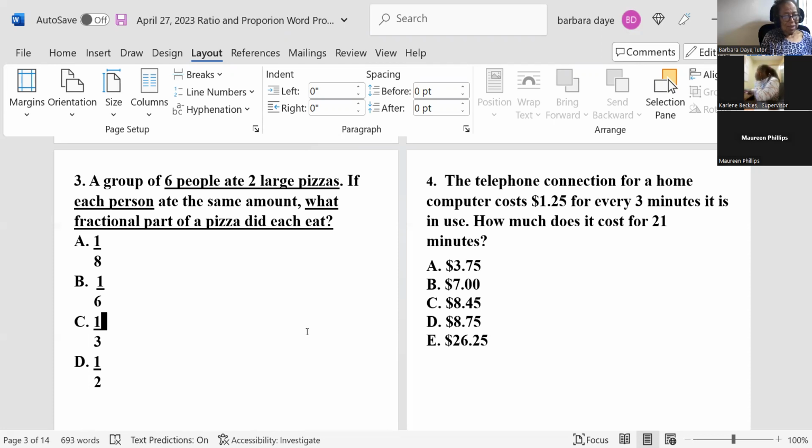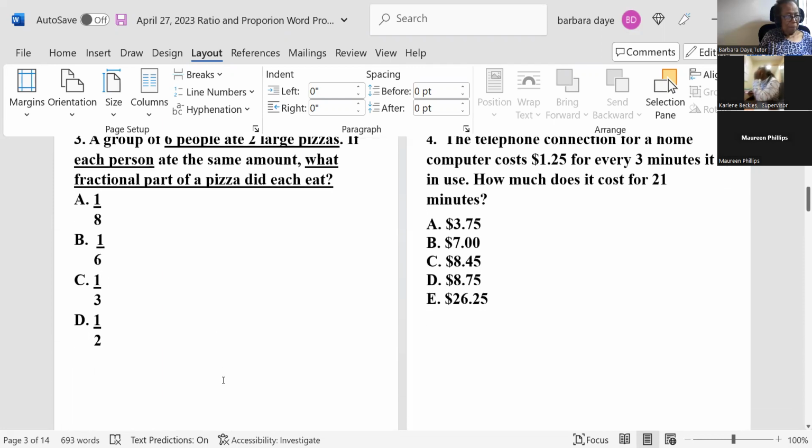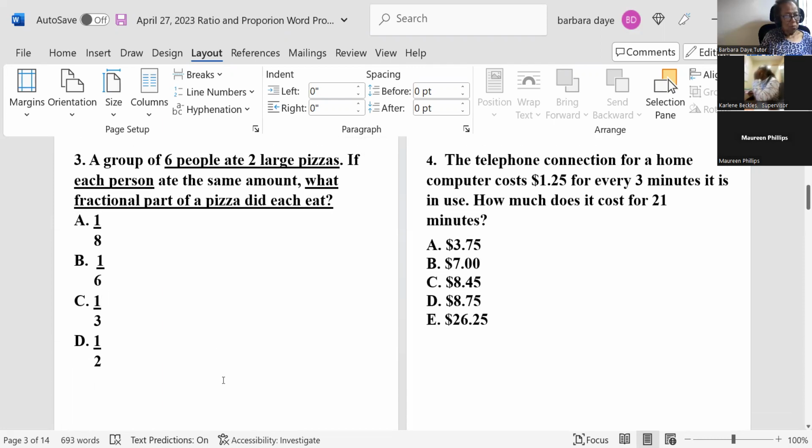Do you know how you would set it up, Maureen? No, I don't know how to say it, but I figured it was 1/3. Yeah, but how would you set it up? I don't know. I was saying 8 slices, but you say you don't want that. No, you don't need slices. You're talking about whole pizzas. So tell me why you said 1/3. Because I do it in slices, but you say don't use the slices.